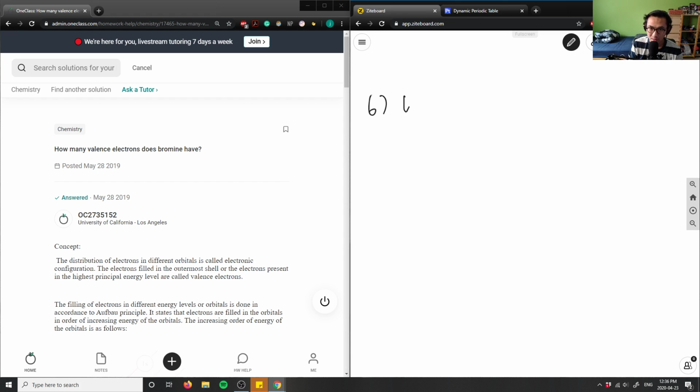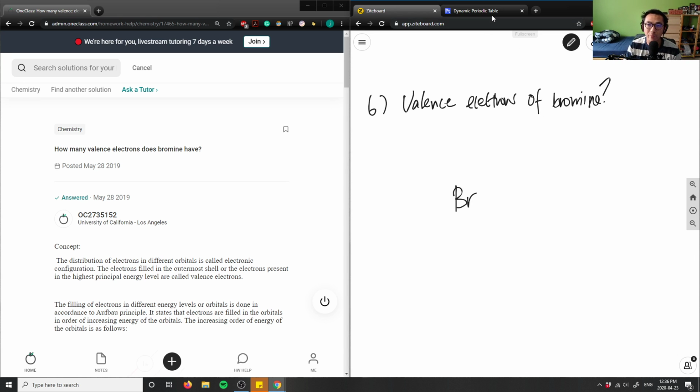Valence electrons of bromine. I'm assuming this would be asked in a grade 9 setting. So again, how many valence electrons does bromine have? What we can do is draw a Bohr-Rutherford diagram. We do BR here, and we put bromine in the middle.